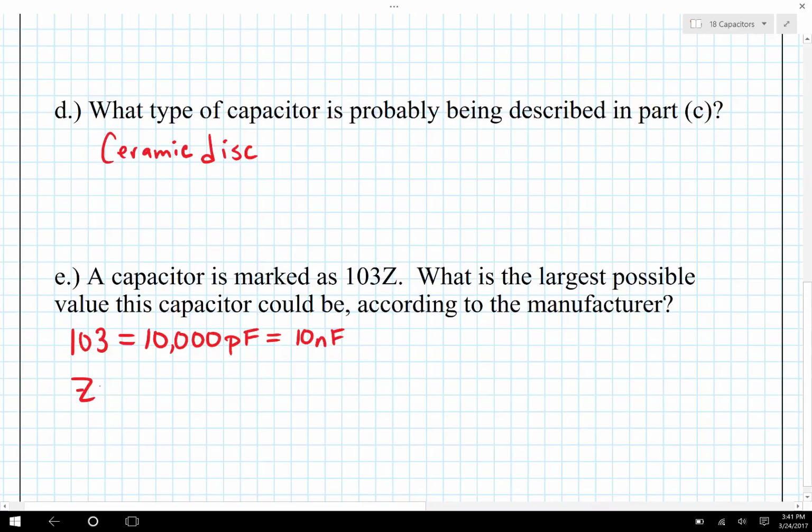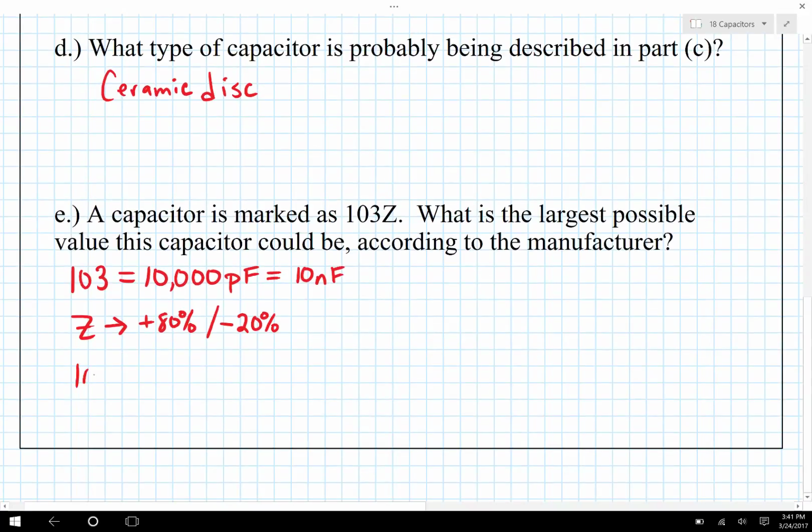But Z means that we could have a number that is as much as 80% higher than the nominal value, or as much as 20% lower than the nominal value. We were asked for the largest possible value, and so therefore 10 nanofarads times 180% is 10 nanofarads times 1.8, which is 18 nanofarads. Manufacturer doesn't make very many guarantees, but they guarantee that it will be less than or equal to 18 nanofarads in this case.